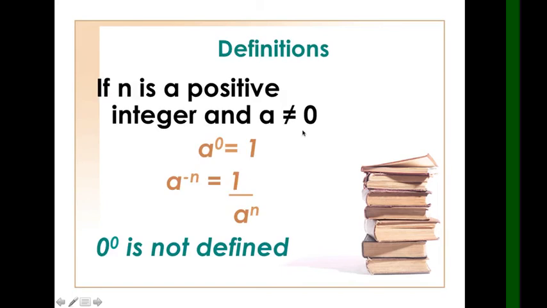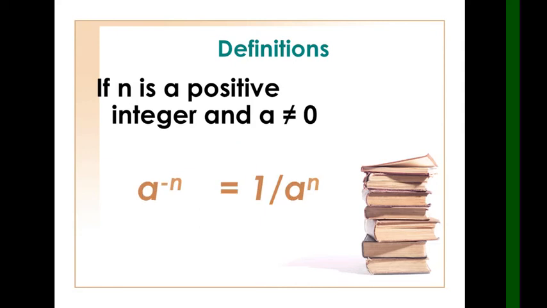Zero and negative exponents. If n is a positive integer and a is not equal to 0, a raised to 0 is equal to 1. And a raised to negative n is equal to 1 over a raised to n. 0 raised to 0 is not defined. If n is a positive integer and a is not equal to 0, then a raised to negative n is equal to 1 over a raised to n.